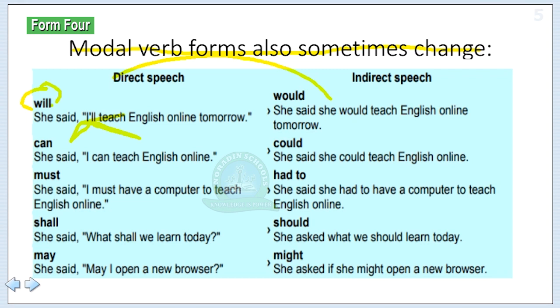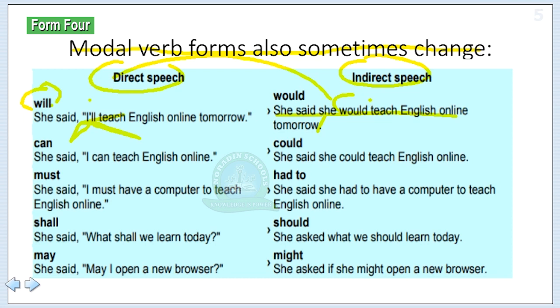She said she would teach English online tomorrow or the following day. So this is indirect speech, because this side is direct speech and this is indirect speech. Again, she said, "I will teach English online tomorrow." What is the indirect of this one? She said she would teach English only tomorrow. So will becomes would.